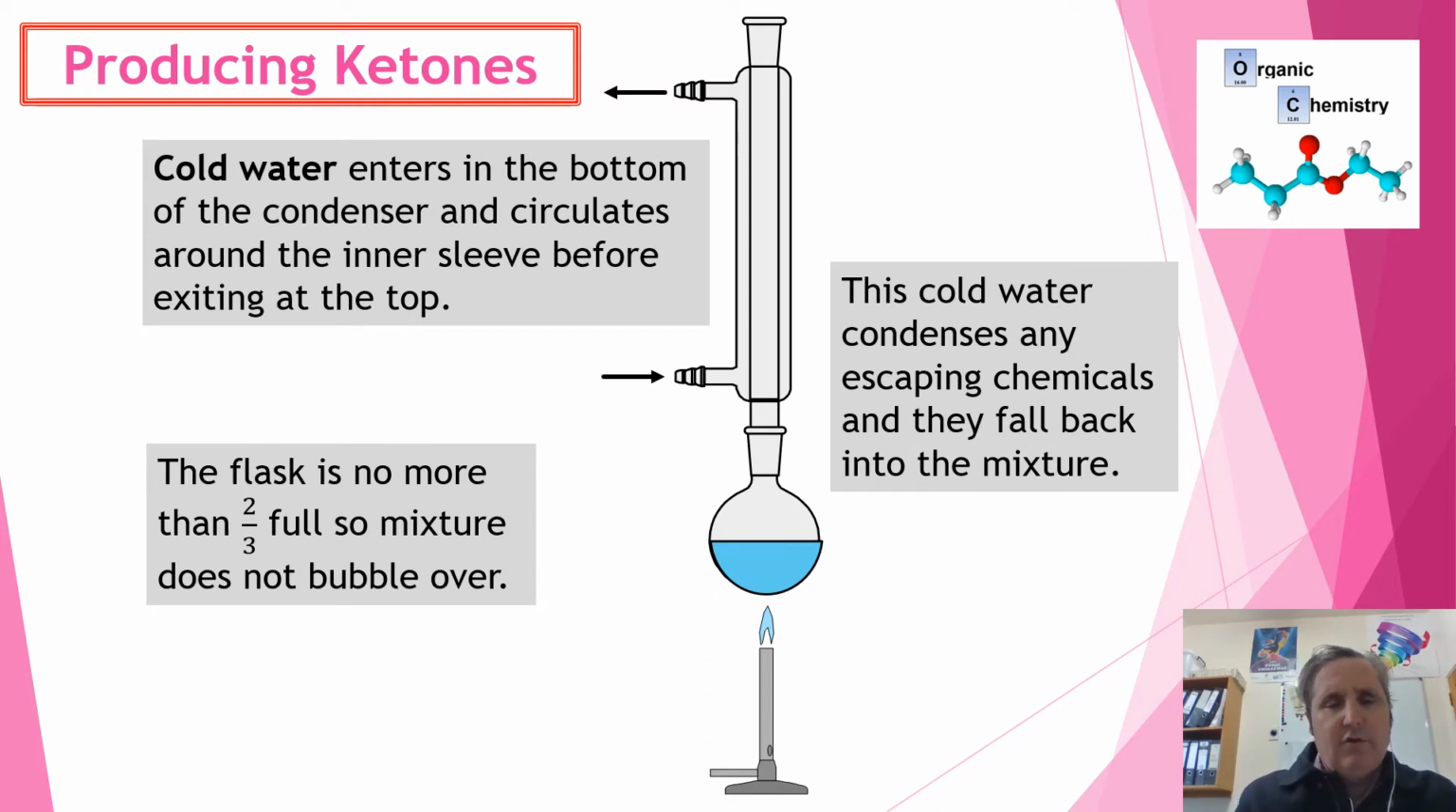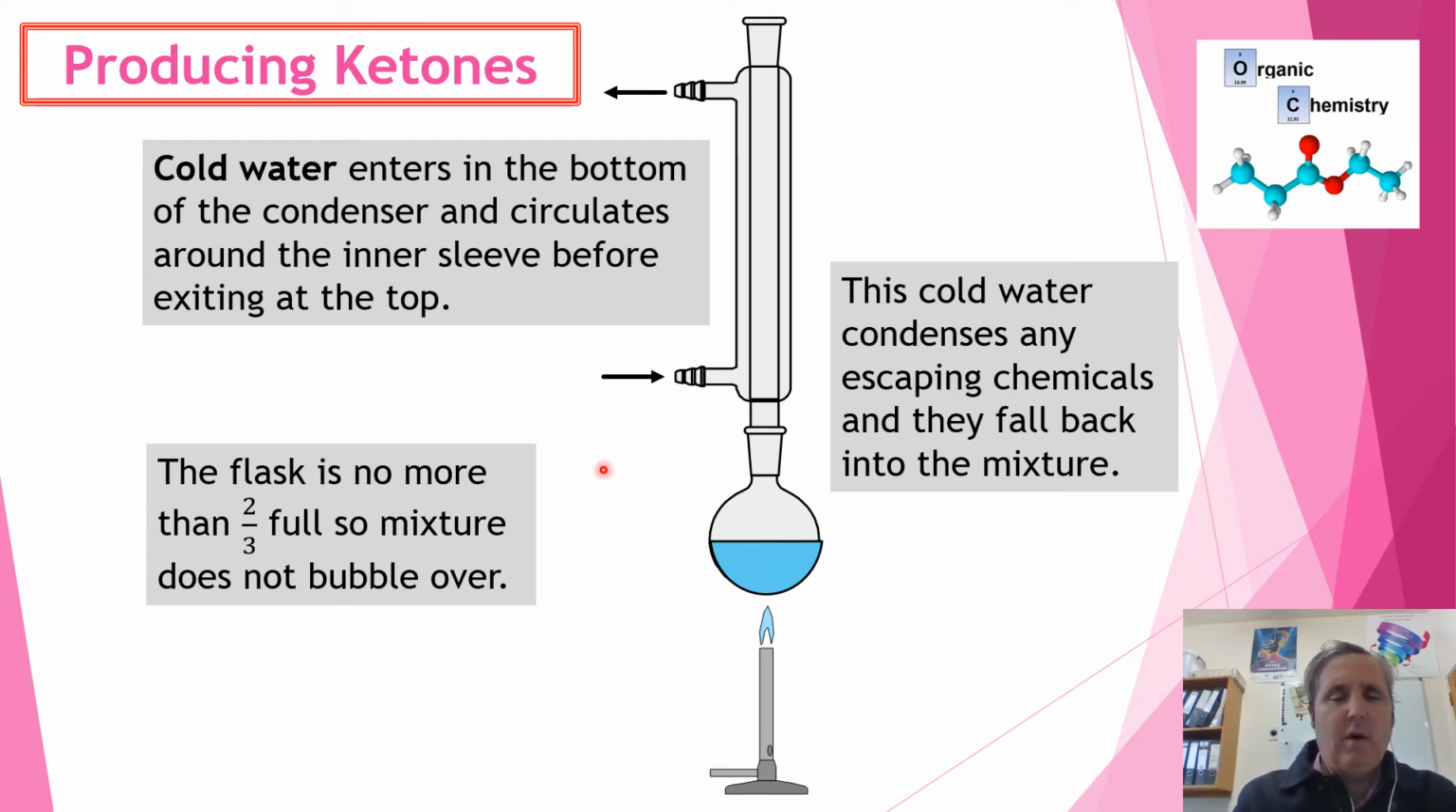If I want to produce ketones, it's an entirely different matter. Remember, when we talked about ketones, we said that a ketone is produced by oxidizing a secondary alcohol, but we can't oxidize a ketone any further. So all that we need to do is put our alcohol, our secondary alcohol, in the bottom of a round bottom flask, add an oxidizing agent, and we just heat it.